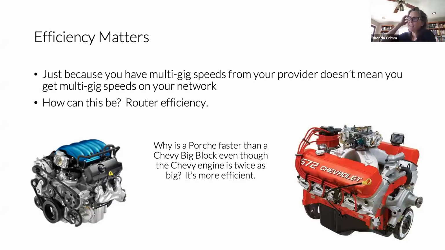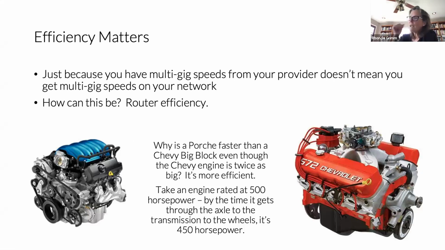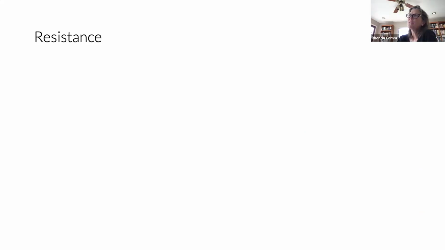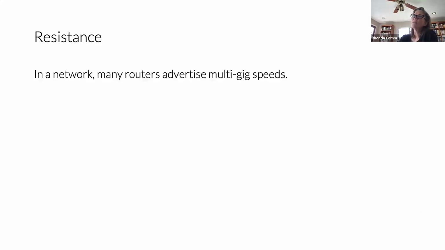Now, I love George's analogy. Why is a much smaller Porsche engine faster than the Chevy big block that's huge? It's twice as big, but the Porsche engine is just much more efficient. You take an engine that says it's 500 horsepower, but by the time it gets through the axle and the transmission and gets to the wheels, before it's done anything, you've already lost 50 horsepower. So it's the same way with routers. There's so much resistance present on the network.